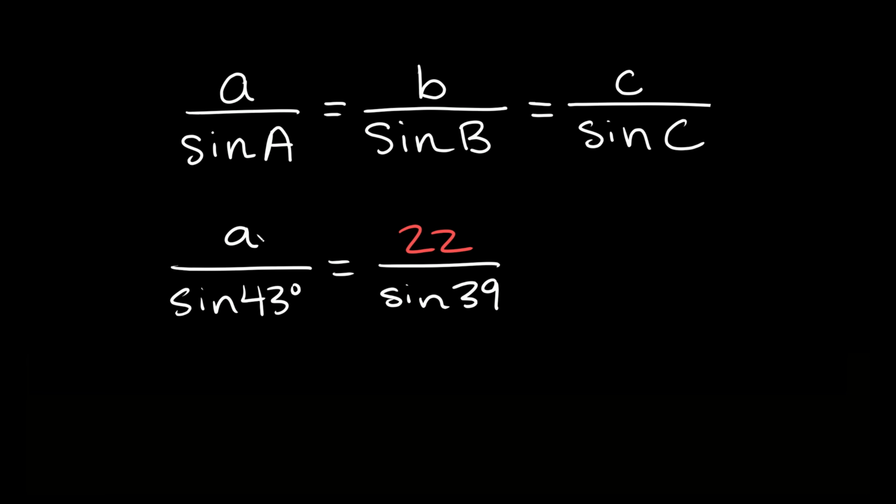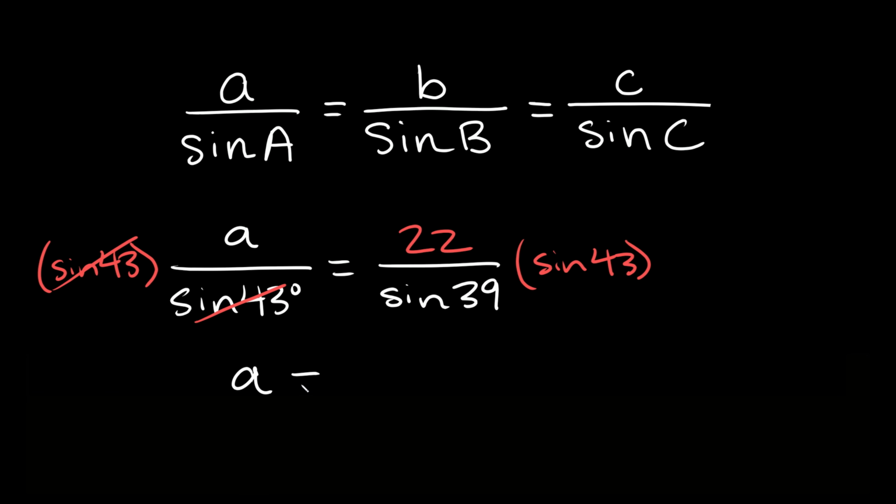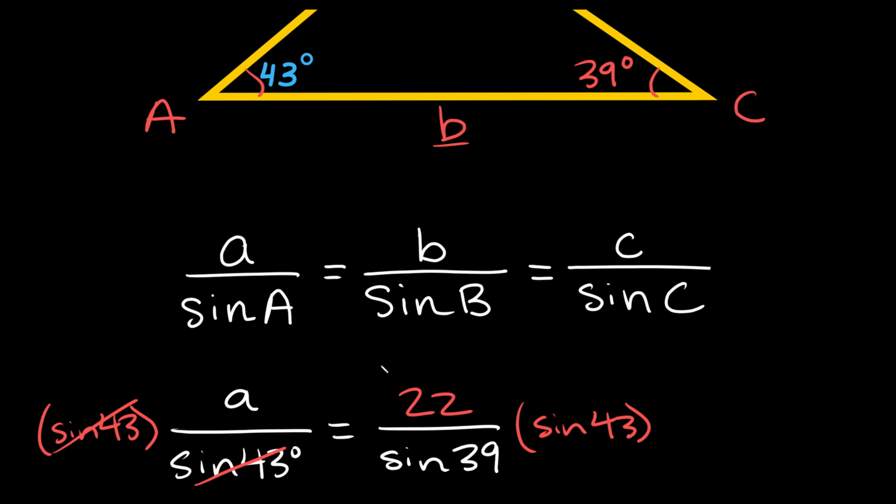All right, so the only thing we have to do here is solve for A. So we want to isolate it, right? So the first thing we can do is get rid of this sine of 43 degrees by multiplying both sides by the sine of 43 degrees. All right, so then over here, they cancel out on the top and bottom, and we're simply left with A is equal to, and we're going to say approximately, because we're going to have to round, 22 divided by the sine of 39 times the sine of 43. So plug that into your calculator, and you'll get that this is equal to approximately 23.84 degrees.